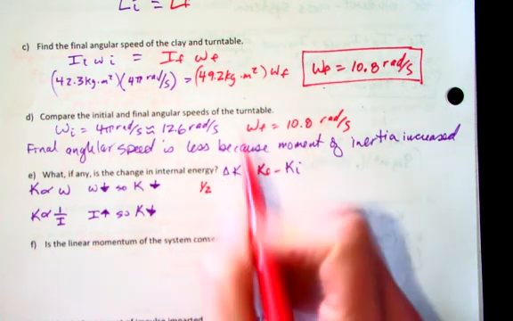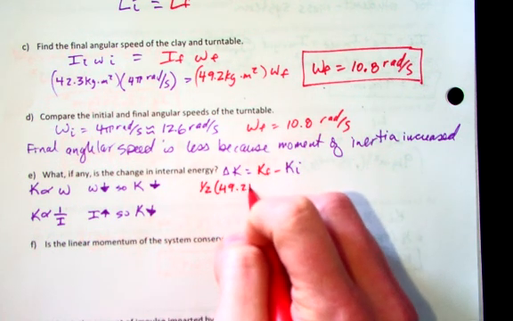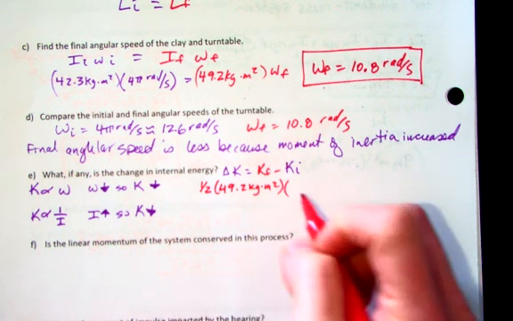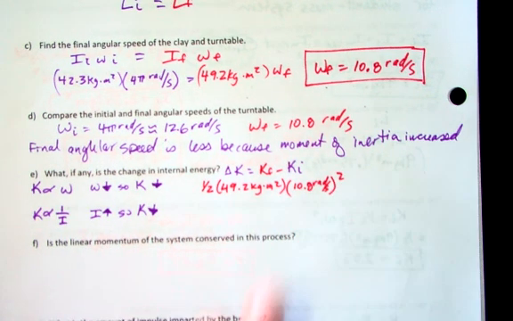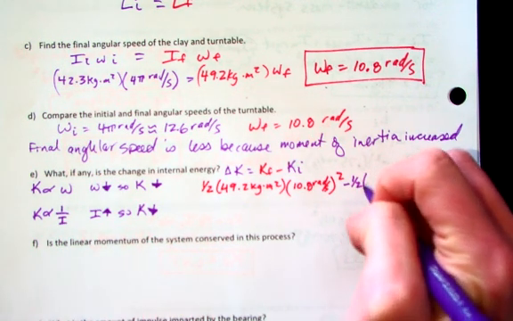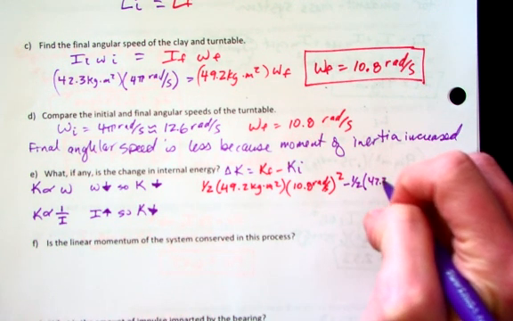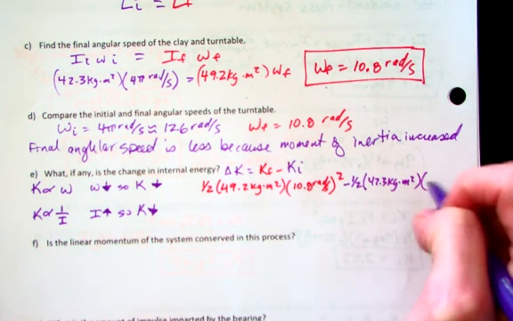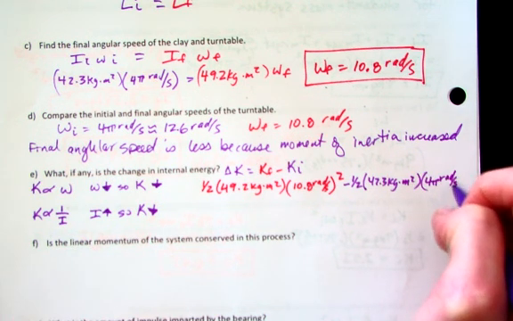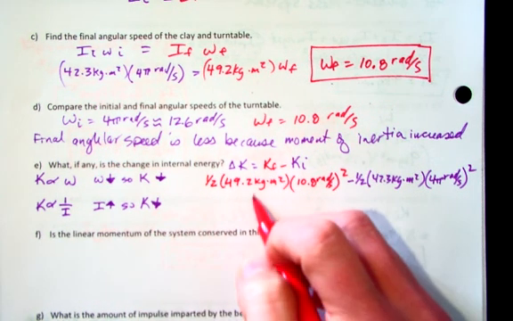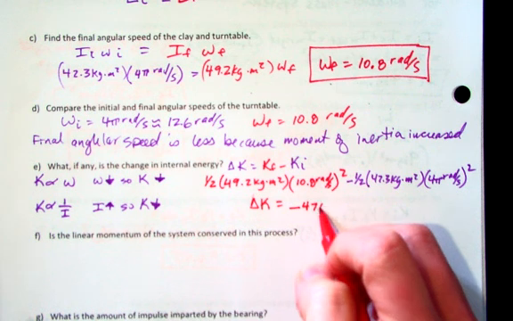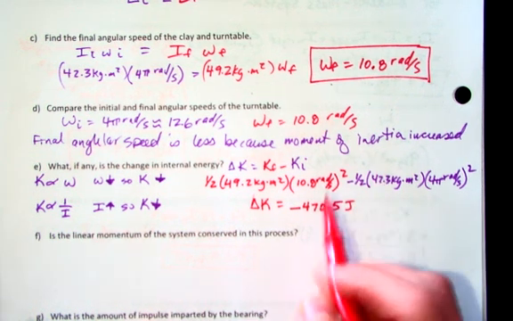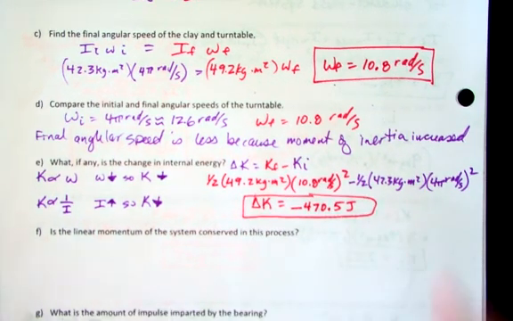The inertia for final was 49.2 kilograms times meter squared. The final velocity is 10.8 radians per second, quantity squared, minus 1/2, 42.3 kilograms times meter squared, and the velocity was 4 pi radians per second, quantity squared. And when you plug and chug all that in, you end up with the change in kinetic energy is negative 470.5 joules. Okay, so again, we know that we're losing energy in this situation.